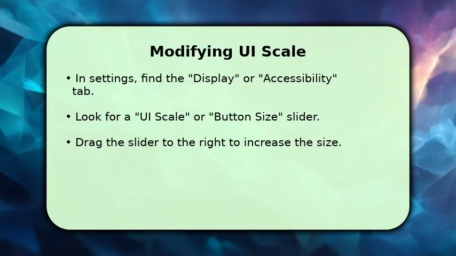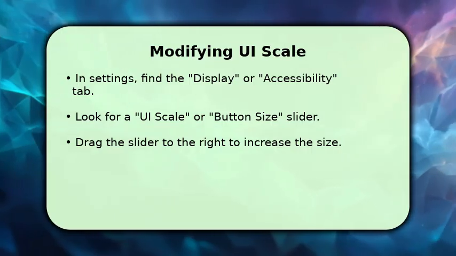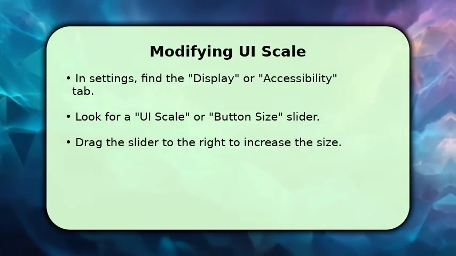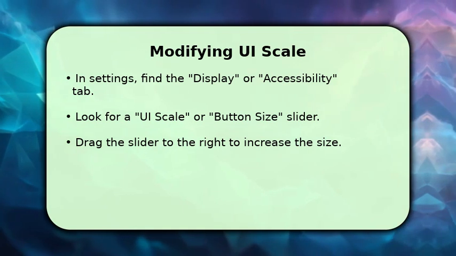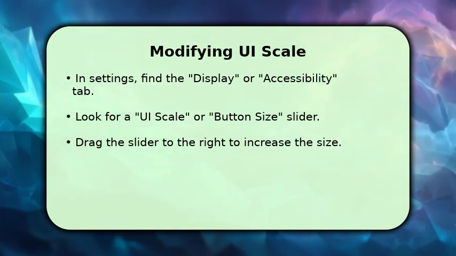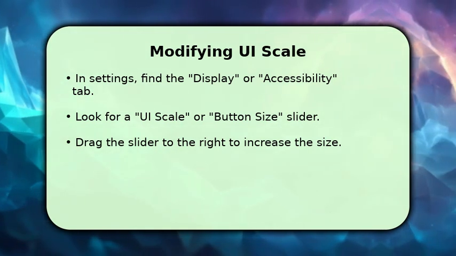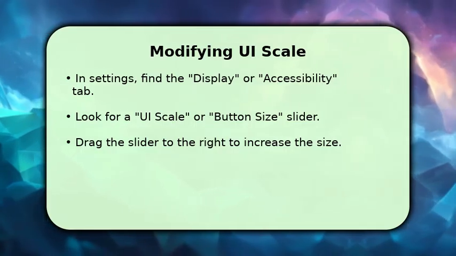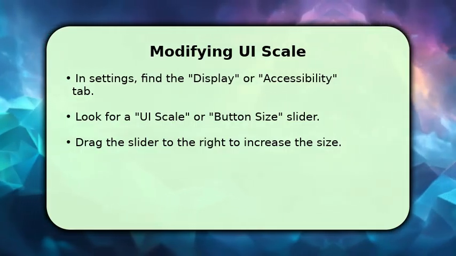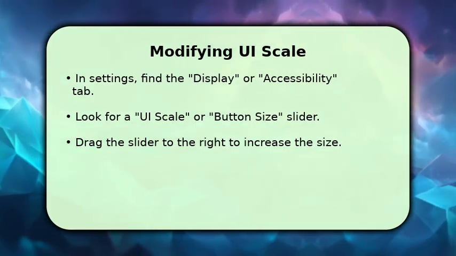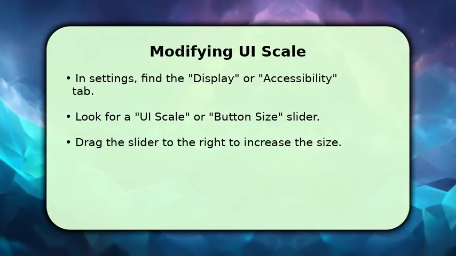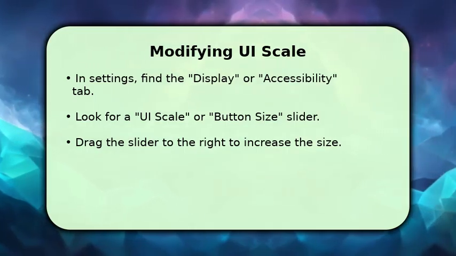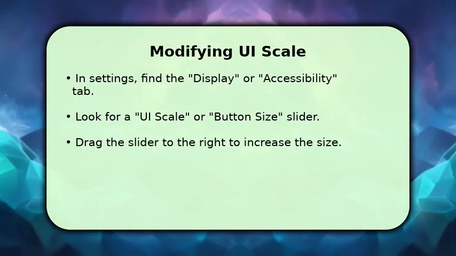Within the Settings menu, navigate to the Display or Accessibility tab. Here, you'll find an option labeled UI Scale or sometimes Button Size. This feature allows you to adjust the overall size of your in-game interface elements. Simply drag the slider to the right to increase the size of your jump button. You should see the button grow larger in real time as you make your adjustments.